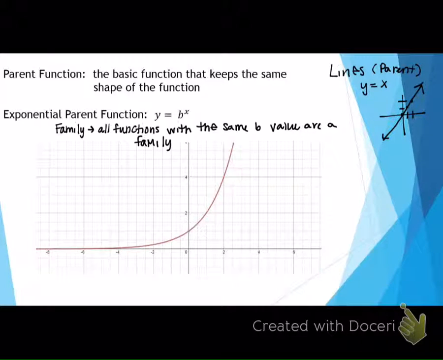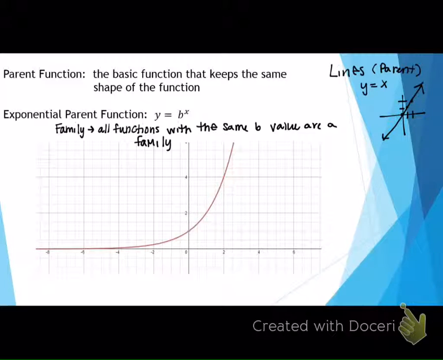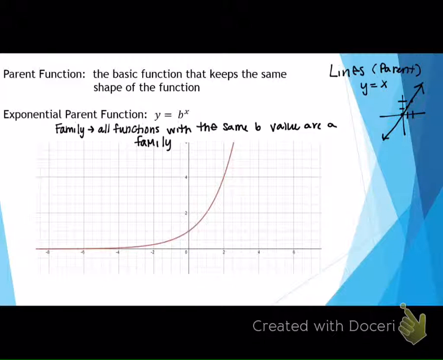If it's growth, your value of b is what? How do you know it's growth? Hannah? Greater than 1. How do we know it's decay? Kelly? It's more than 0 but less than 1. Yeah, more than 0 but less than 1, so right in between there. So we learned that yesterday, and we'll talk about that stuff a little bit more.